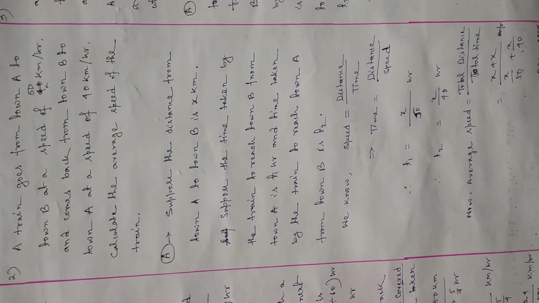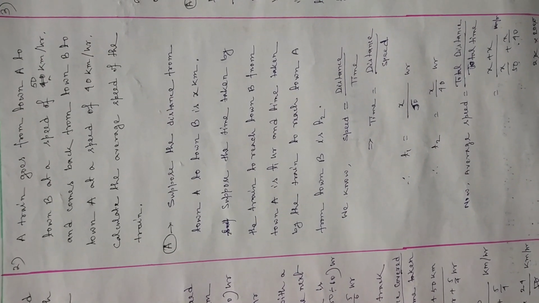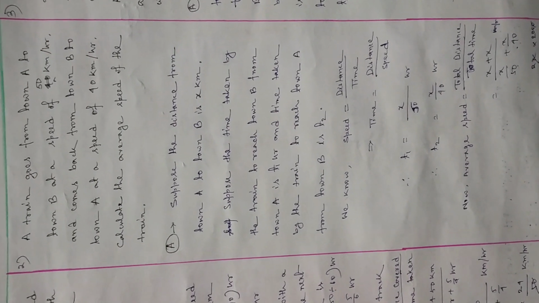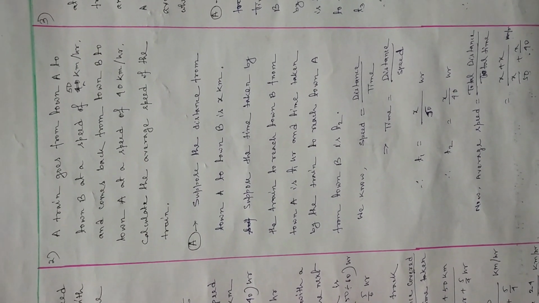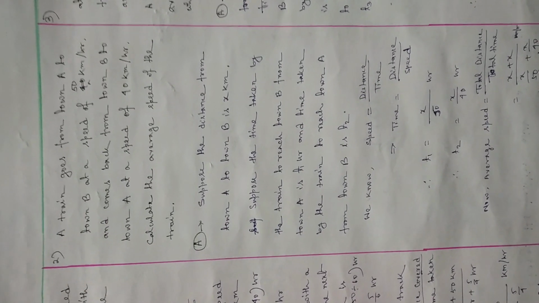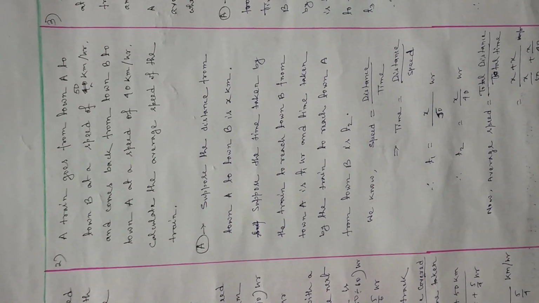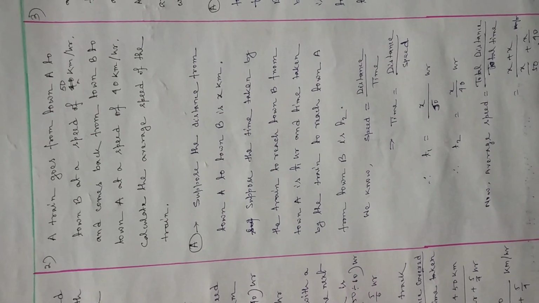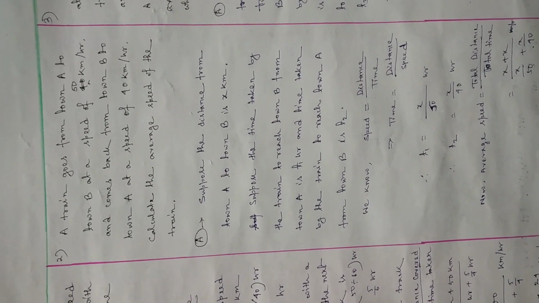Suppose the time taken by the train to reach town B from town A is t1 hour and time taken by the train to reach town A from town B is t2. So a train goes from town A to town B. First we assume that the distance from town A to town B is x kilometer and time taken to reach town B from town A is t1, at a speed of 50 km per hour, and then it comes back from town B to town A at a speed of 40 km per hour. So suppose the time taken to reach town A from town B is t2.